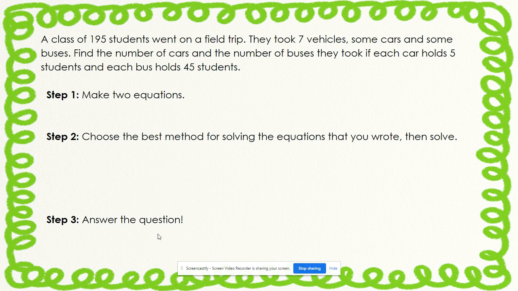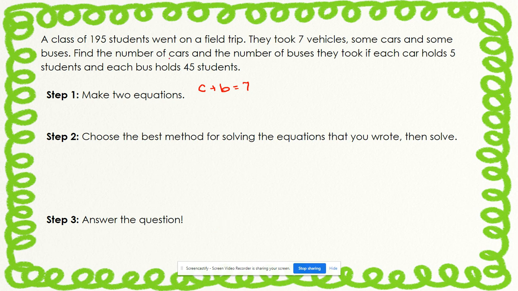For this problem, a class of 195 students went on a field trip. They took 7 vehicles, some are cars and some are buses. So if I stop right there, I don't know how many of each I have, but I know I have cars and I have buses. And altogether, that gives me 7 total vehicles. So I can write an equation from that where cars plus buses equals 7 total vehicles.